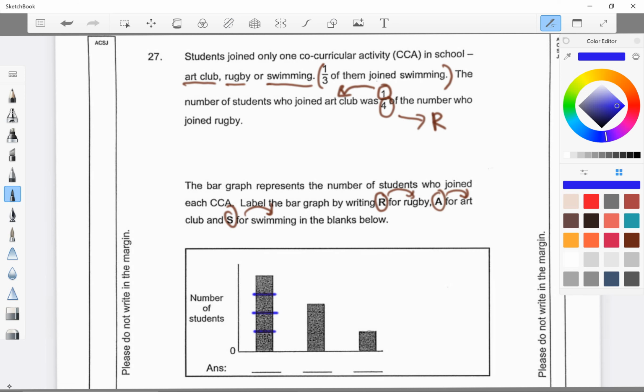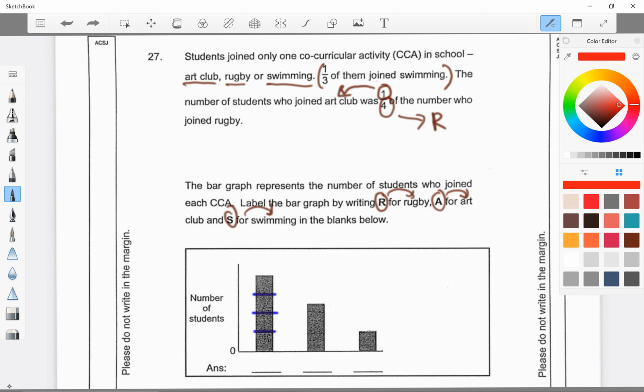And for a question like this, a common mistake would be to choose the middle one as either the art club or rugby. Okay, let me just say this again. For a question like this, a common mistake is to choose the middle bar and state that it's actually art club or actually rugby. So the correct answer for the one in the middle has got to be swimming. It has got to be swimming.